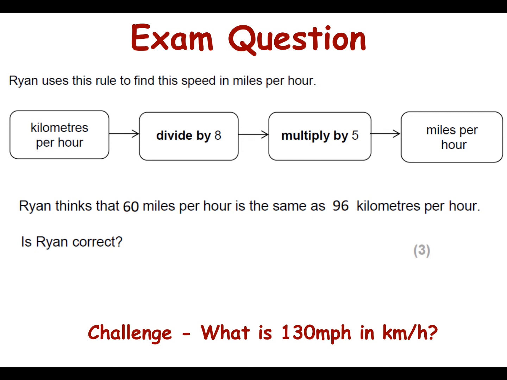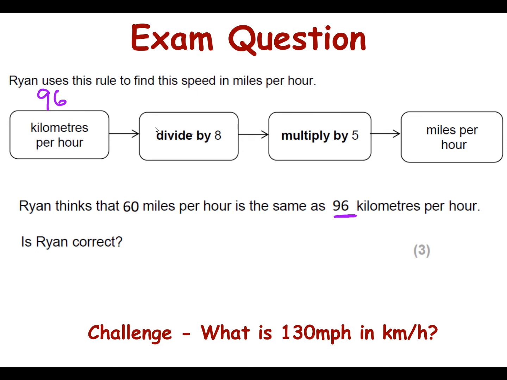Here's an exam style question with a challenge at the bottom to come back the other way to do the reverse calculation. So Ryan uses this rule to find out the speed in miles per hour. You take the number of kilometers an hour, you divide it by 8, you multiply it by 5, and it gives you the speed in miles per hour. So Ryan thinks 60 miles an hour is the same as 96 kilometers an hour. So all we need to do is stick the 96 at this end and see if we get 60 out at the other.